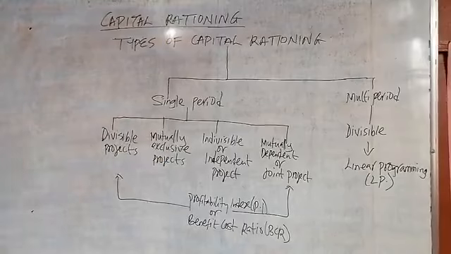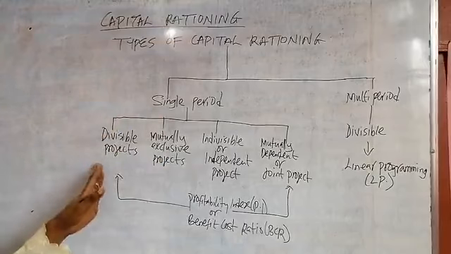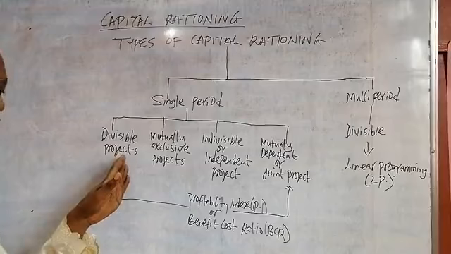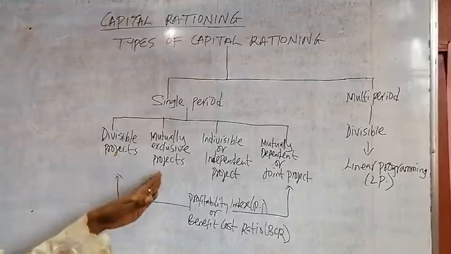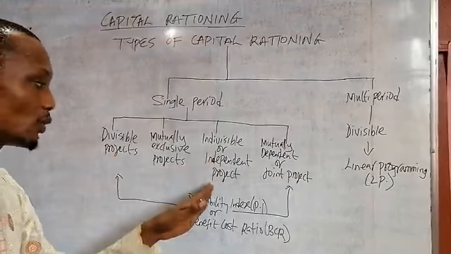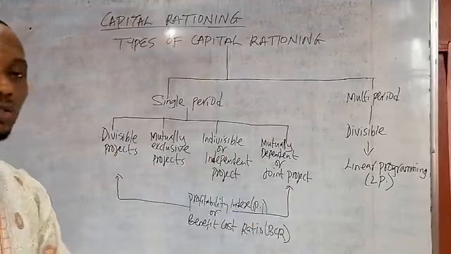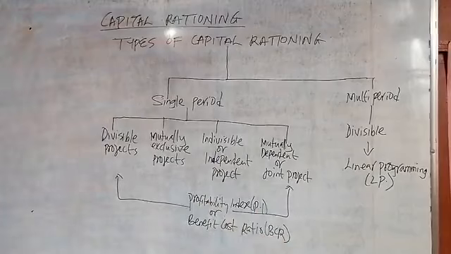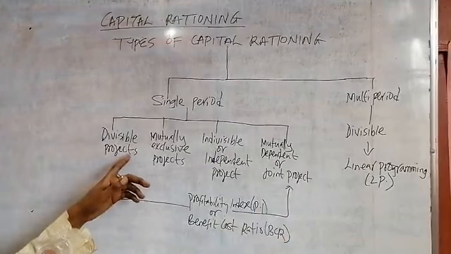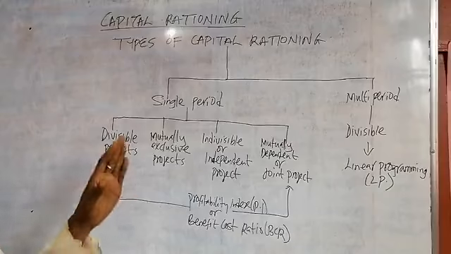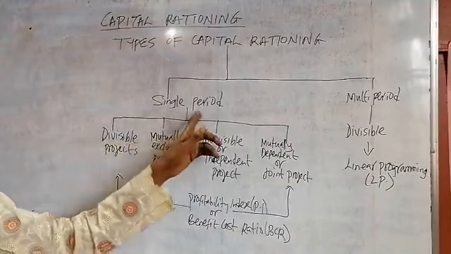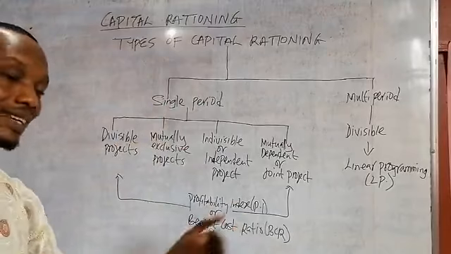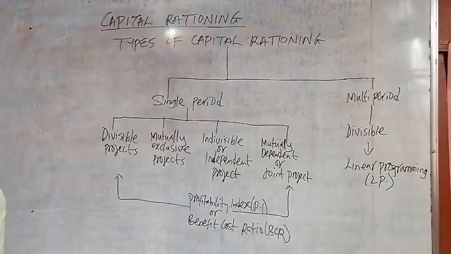So under the single period, it's assumed that we have divisible projects, mutually exclusive projects, indivisible or independent projects, and mutually dependent or joint projects. And altogether, the criterion for making decisions, for allocating or ranking projects under single period, is the profitability index or the benefit cost ratio, which we have spoken about under investment appraisal techniques.